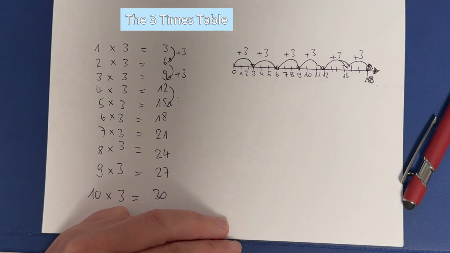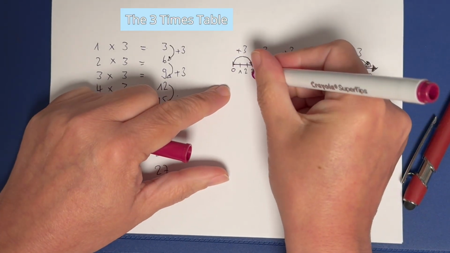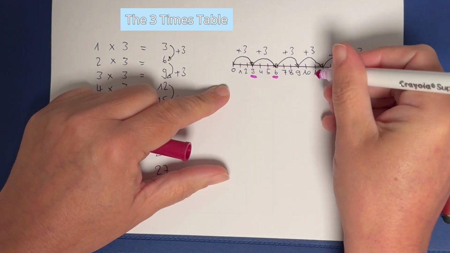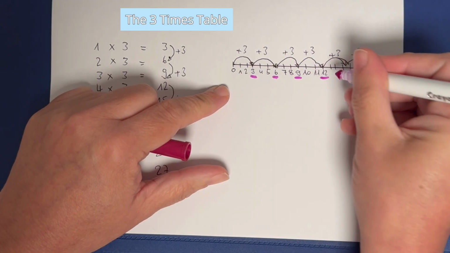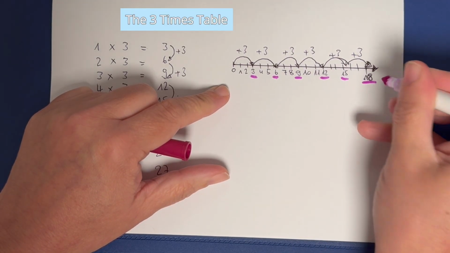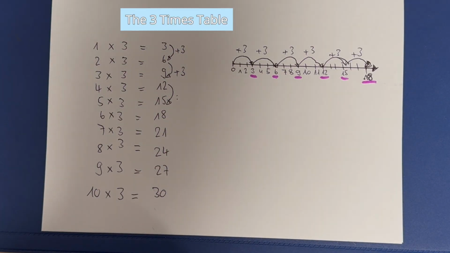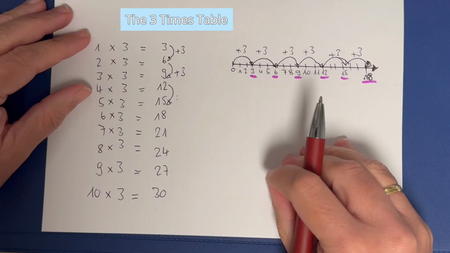The answers are 3, 6, 9, 12, 15, and 18. This is a very helpful way to see the 3 times table. It helps us picture the jumps in our mind.